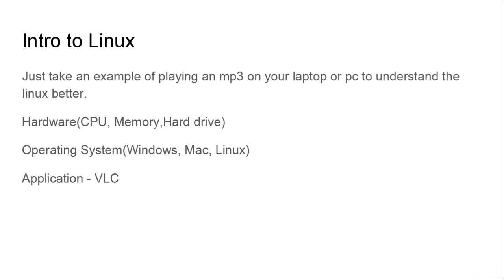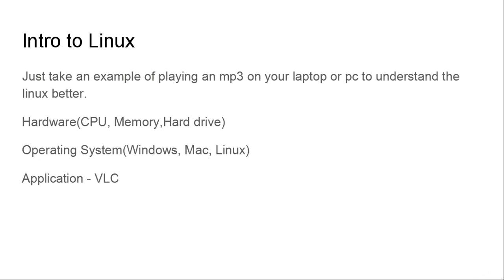Now, is that really enough to play your MP3? No, you also need an MP3 player, and here we have a VLC player or an MP3 player to play your MP3 file. So these are the minimum things that you need to play an MP3 file here. You need the MP3 file as the first thing, and then the hardware, the operating system and the application. And in this tutorial, we will be mainly looking at the operating system. The operating system is an interface between your application and the hardware.